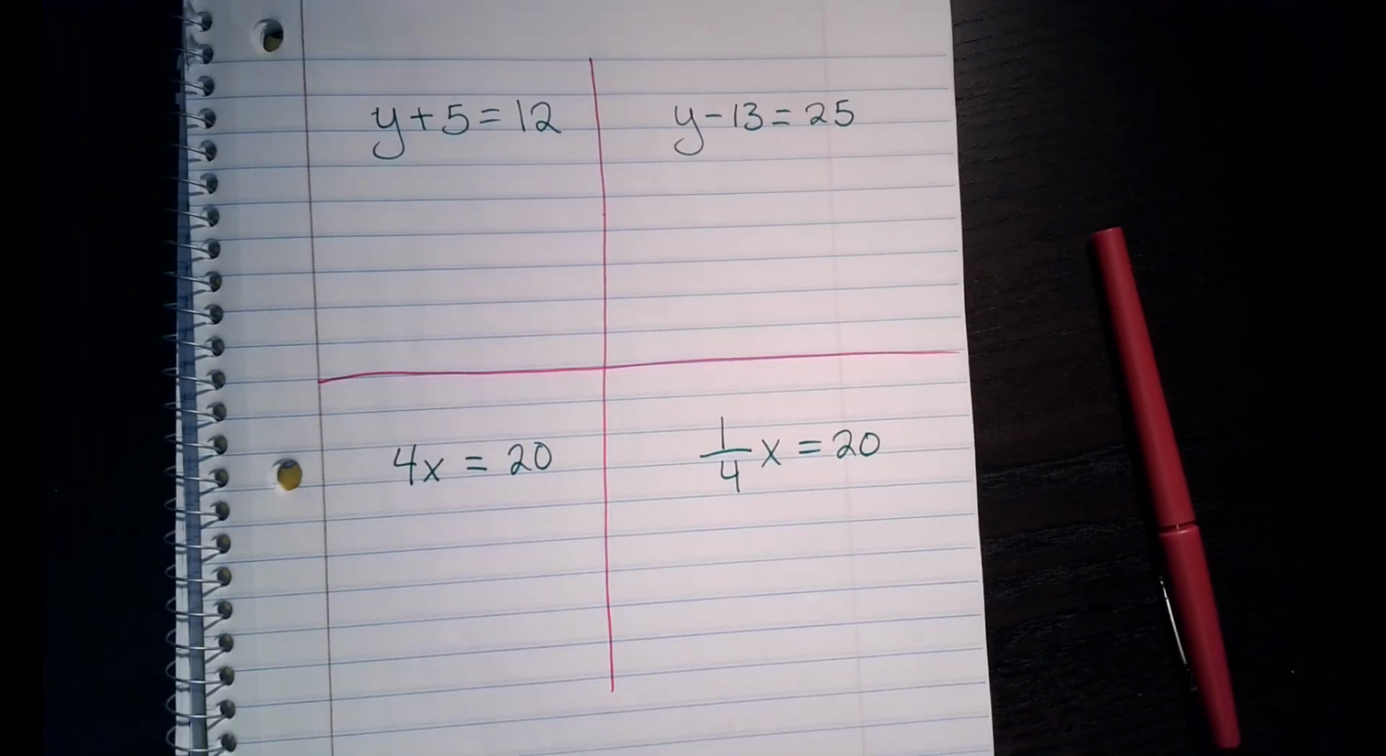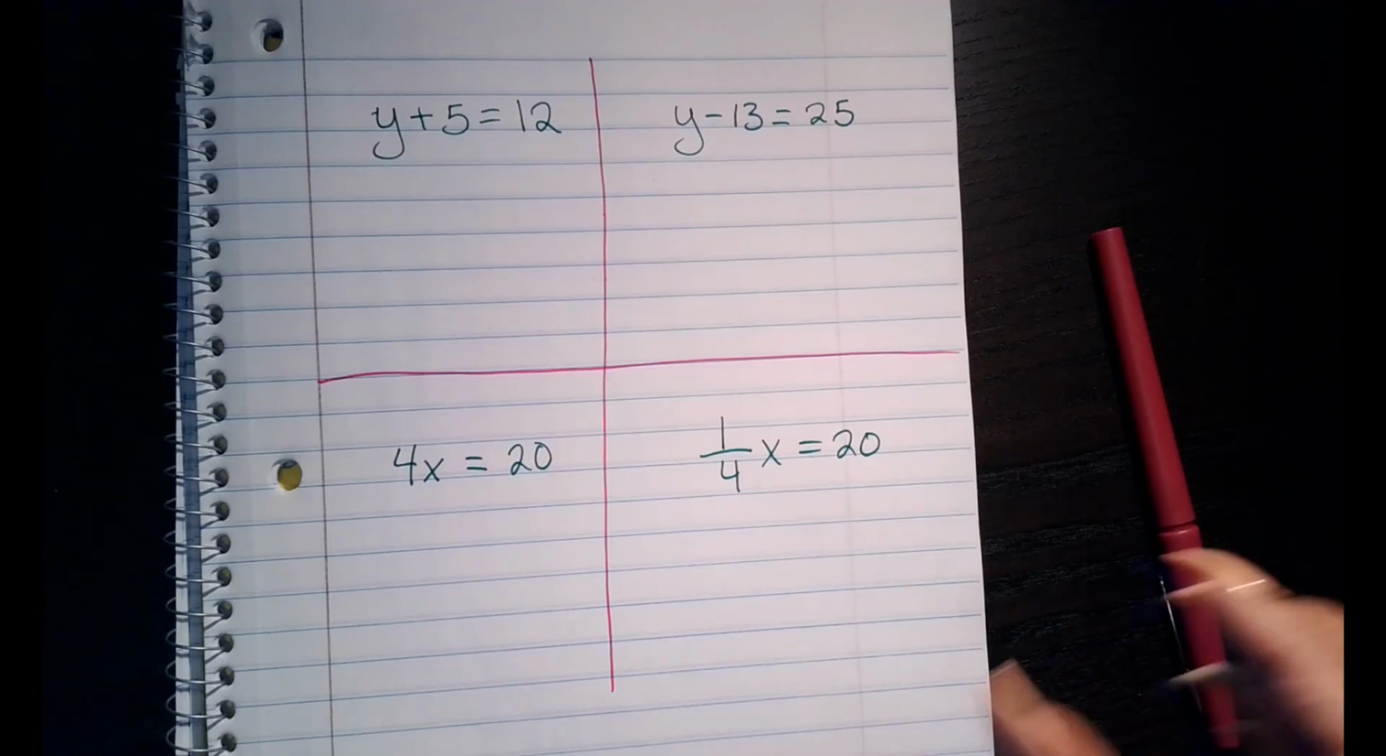All right, let's do these problems together. As you can see, I switched up the variables a little bit because anytime you do equations, it's not always going to be x. Sometimes you might see y, sometimes you might see z, a, you might see any letter. So I'll switch it up a little bit.